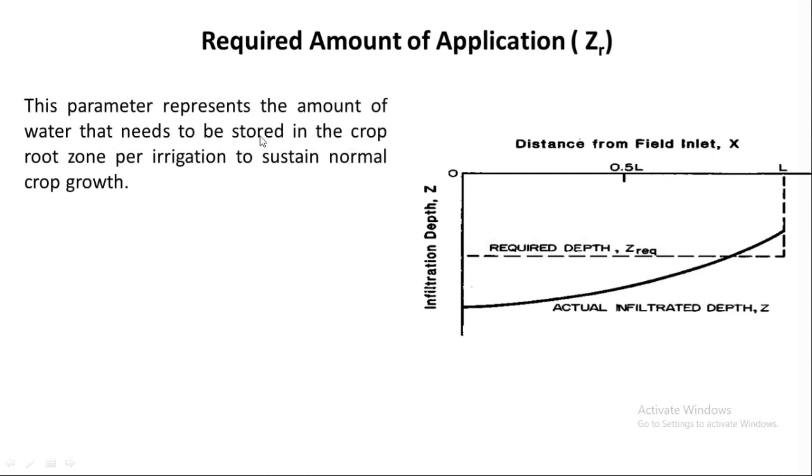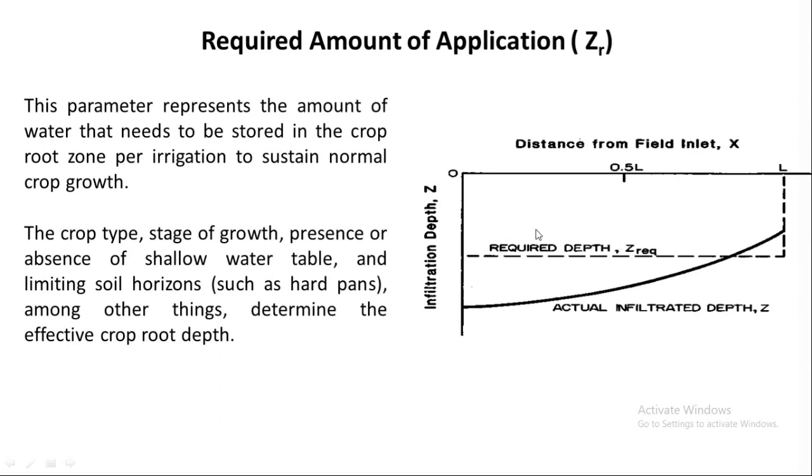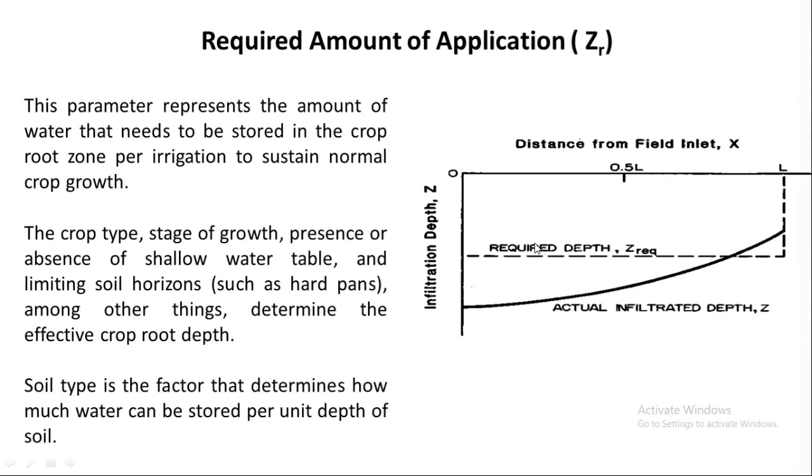Now, required depth represents the amount of water that needs to be stored in the crop root zone per irrigation to sustain normal crop growth. The crop type, stages of growth, presence or absence of shallow water table, and limiting soil horizons, among other things, determine the effective crop root depth. Soil type is the factor that determines how much water can be stored per unit depth of soil. And this factor will be used in calculating the efficiencies and uniformity.